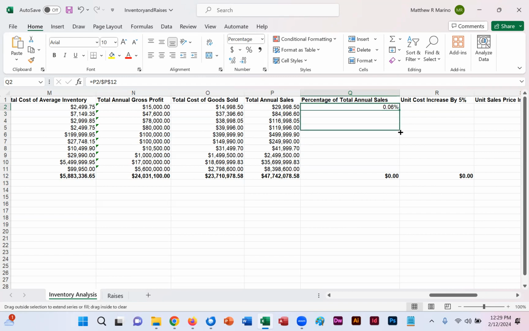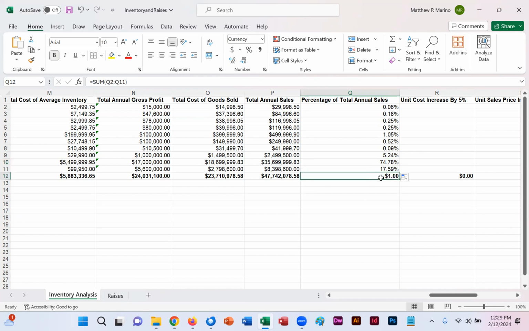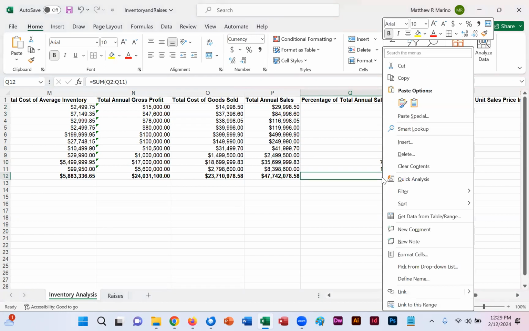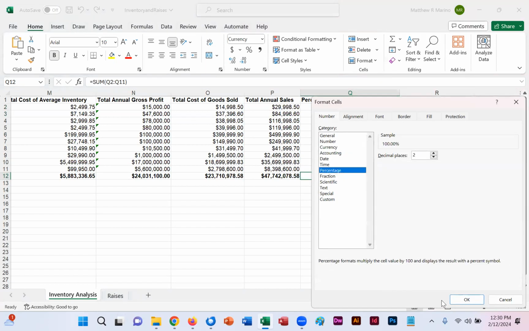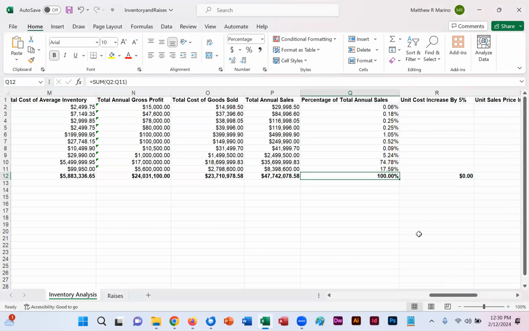Auto fill down. And you'll notice one specific product there is most of our sales. However, you notice the total gives us $1. So we click Format Cells, change currency to percentage, and it'll say 100%. Or you could select percentage from the drop down here in the number pane.